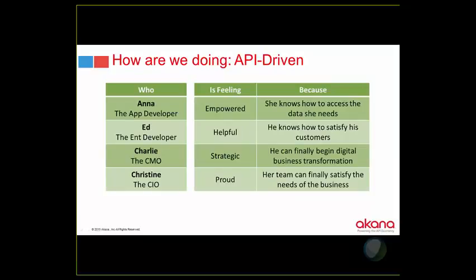So Anna, the app developer, is finally feeling empowered, right? She's got it all now. She knows how to access the data. She knows where to go to. It's a very simple process. It's all shared, so she can just go and browse and find the data that she needs to access, and she can start making use of it within her domain when she's building out her application. So Anna's feeling very, very good.